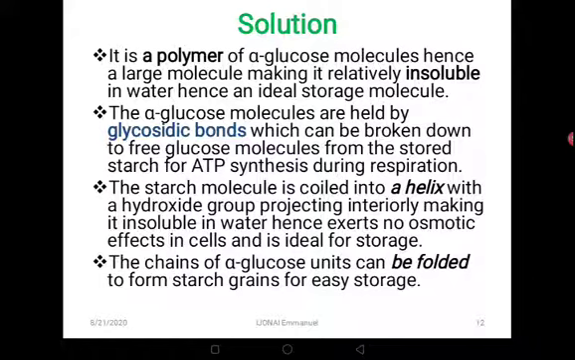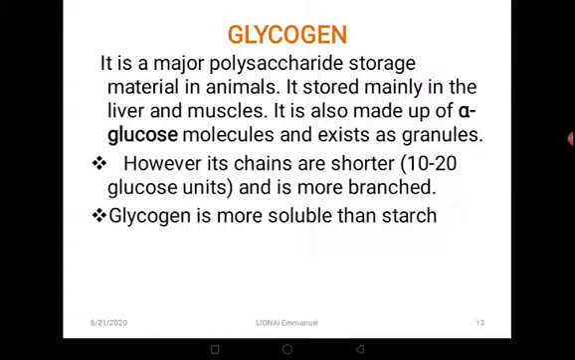for storage. The chains of alpha glucose units can be folded to form starch grains for easy storage. So those long chains you see there are all fitted within the starch granules that are formed within the cells. You can also add more. I am showing you the trend on what the examiner may be interested in. The question was relating the structure of starch to its function. So you can continue studying the structure of starch, and then you suggest the suitability of that structure to perform its functions.